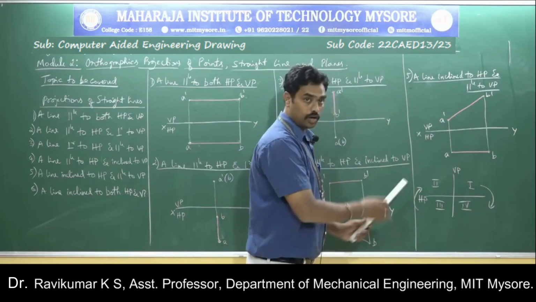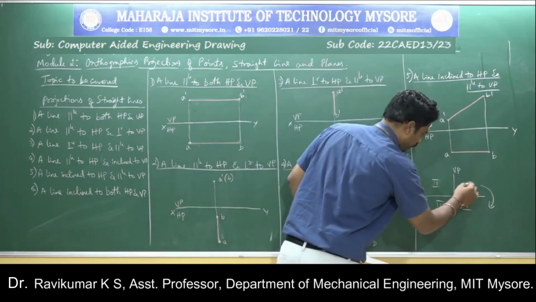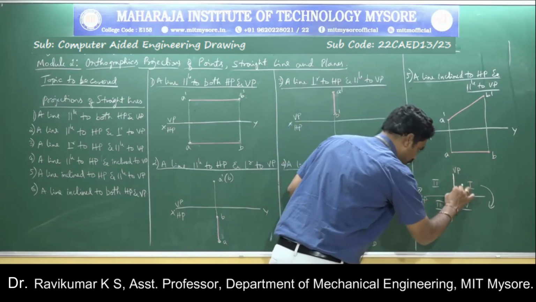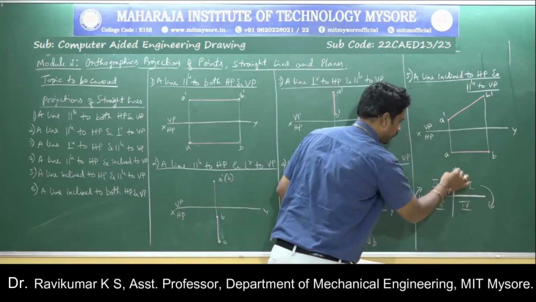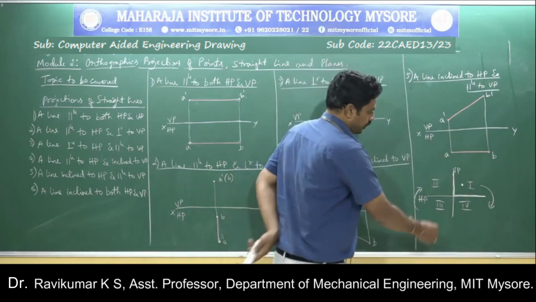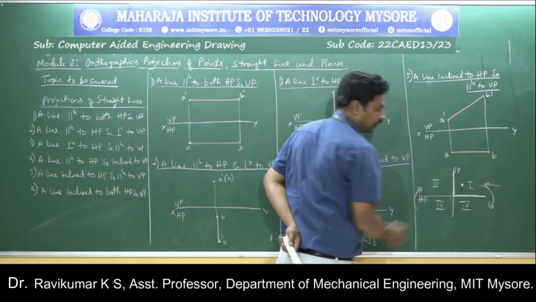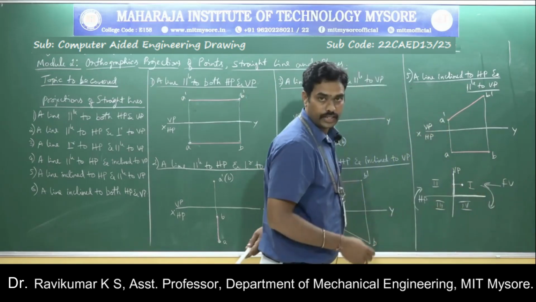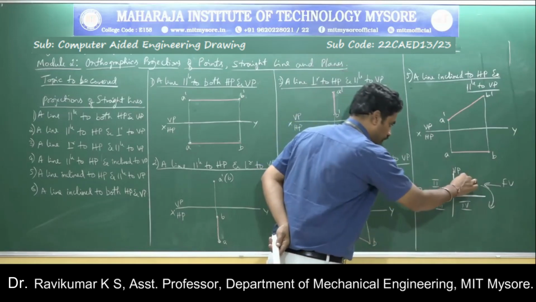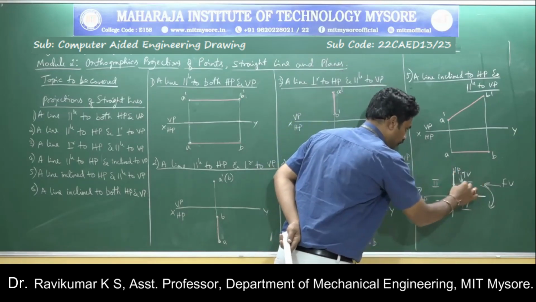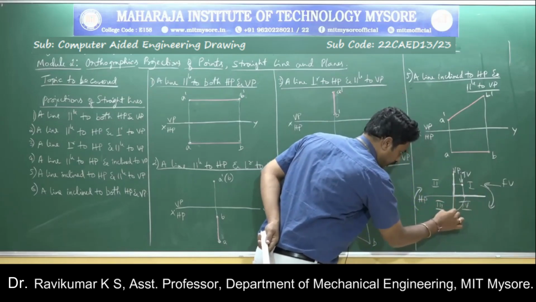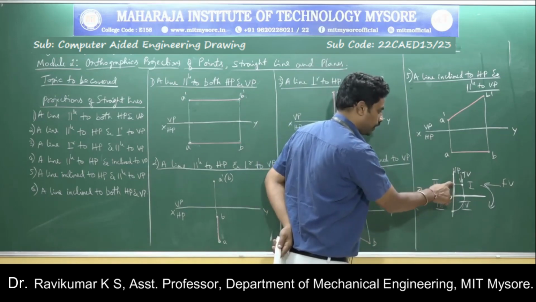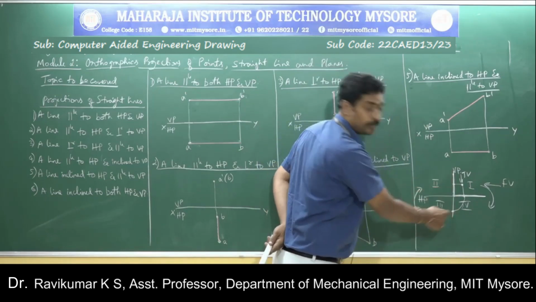When you tilt the horizontal plane clockwise, look here, if a point is located in the first quadrant, our study on lines is only the first quadrant, so concentrate only on the first quadrant. The front view of this point will be on VP like this, so it is above the XY line. The top view will be tilted to below the XY line. This will be the top view. So the front view will be above the XY line, the top view will be below the XY line.